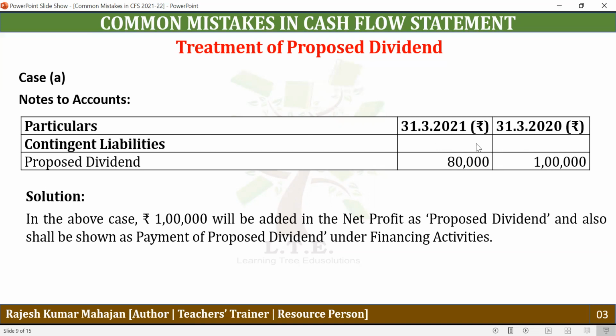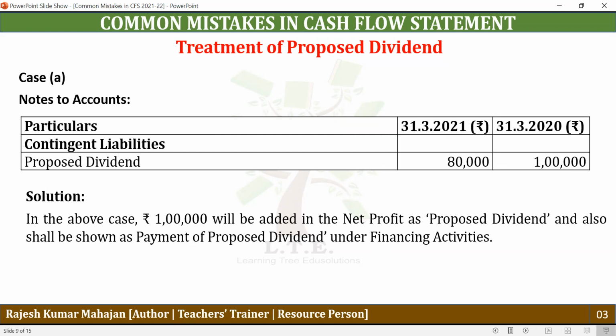We shall ignore the treatment for the dividend for the current year, and we shall consider only the dividend for the previous year. So this 1 lakh rupees will be added in the net profit as a proposed dividend, and the same amount will be shown as a payment of proposed dividend under the financing activity. I hope this is very clear to you.